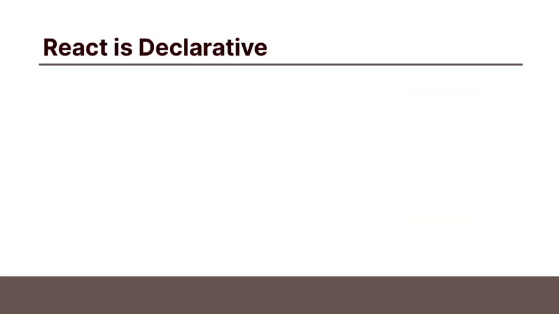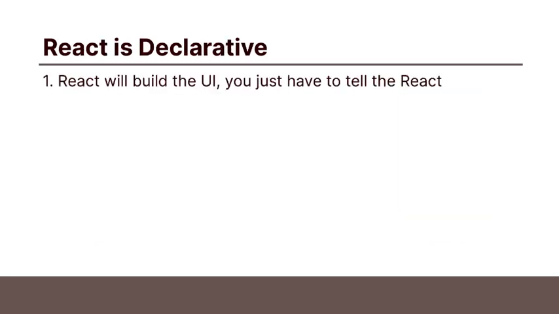Another key point is React is declarative. Now, what does that mean? We just have to tell React what we want, and due to its declarative behavior, React with its React DOM library will build the actual UI. Now, this is in contrast with the imperative paradigm, which you are usually used to, which implements algorithms in an explicit way.